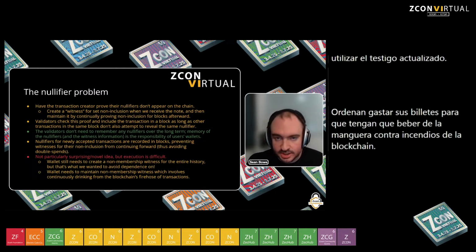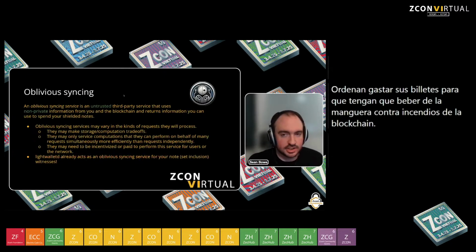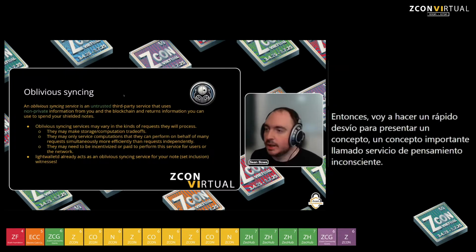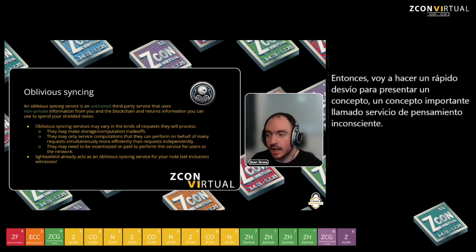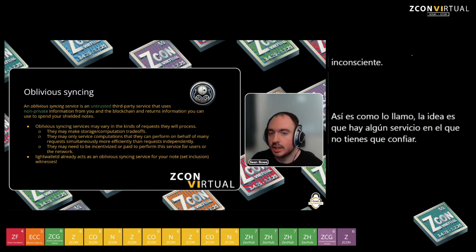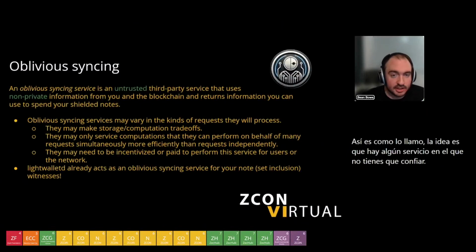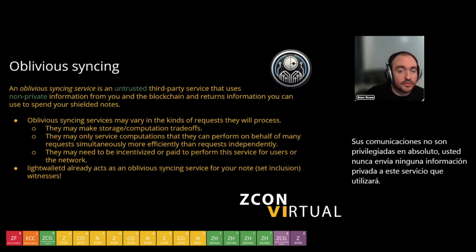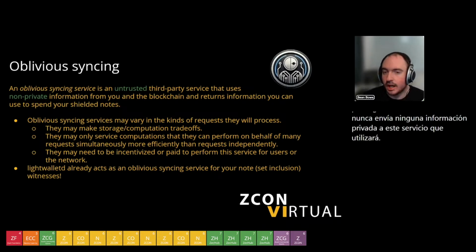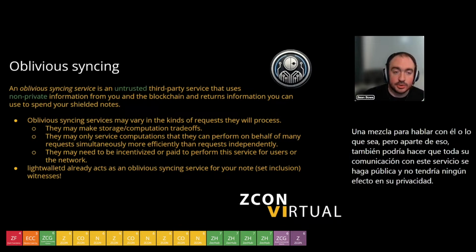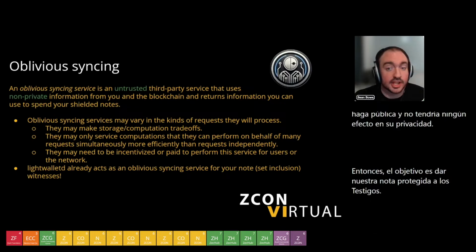So I'm going to take a quick detour and introduce an important concept called an oblivious syncing service. That's what I call it. So the idea is that there's some service, you don't have to trust this service. Your communications aren't privileged at all. You never send any private information to this service. You'll use a mixnet to talk to it or whatever, but other than that, all of your communication with this service could be made public, and it would have no effect on your privacy. So the goal is to give our shielded note witnesses to this service, or to multiple services maybe like this.